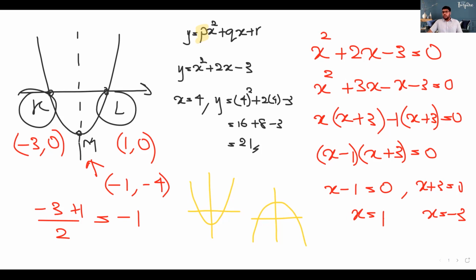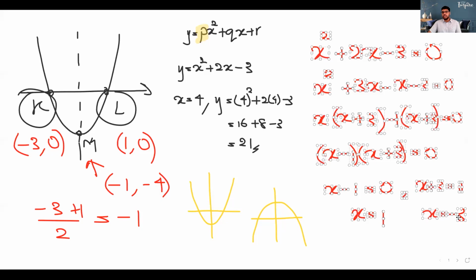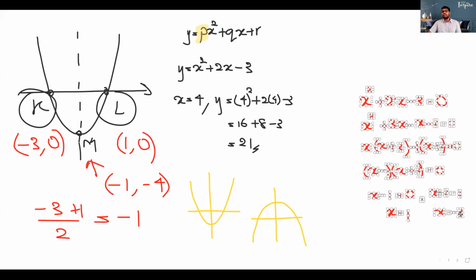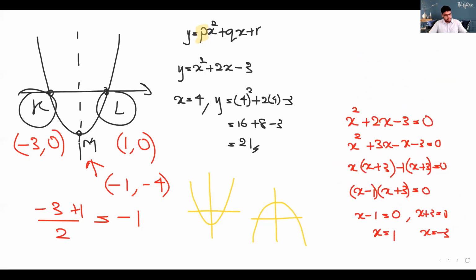Okay, so what happens when P is equal to 1 and Q and R are equal to 0? When P is equal to 1 and Q and R are equal to 0, children, this becomes a very familiar graph, doesn't it? What happens?